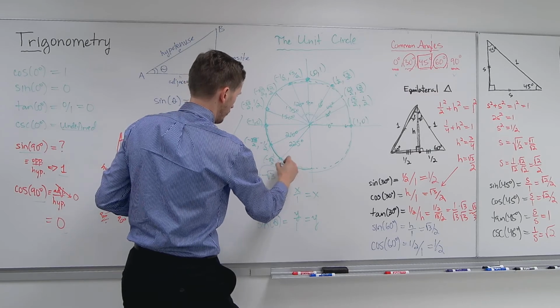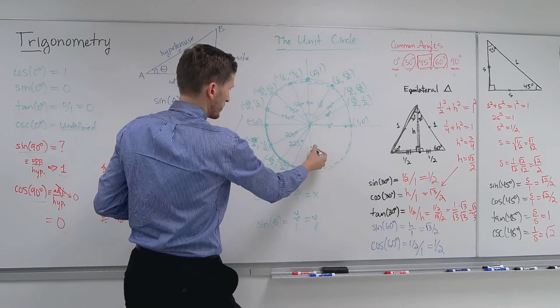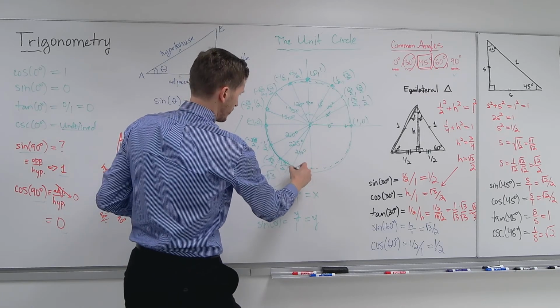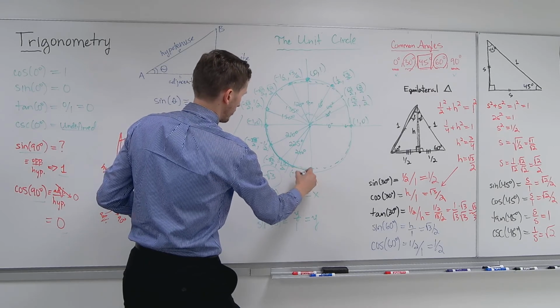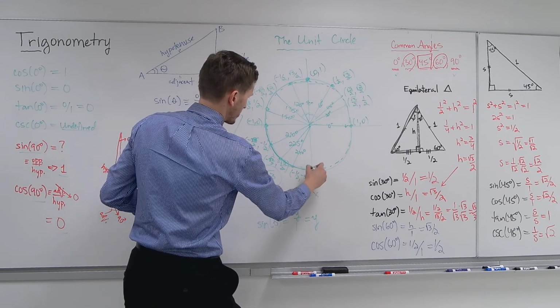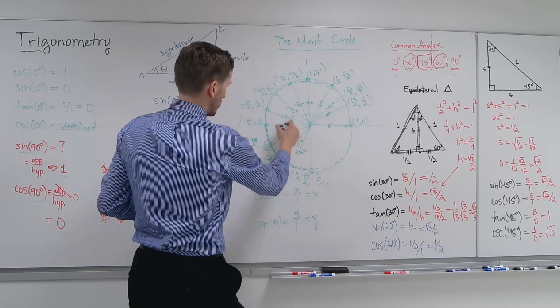And then negative root 2 over 2. Let's do this one. What's 30 short of 270? 240, right? And so you get a negative 1/2, comma negative root 3 over 2. We have this one, which is, we can definitely see that point is 0, comma negative 1. And that's 180 degrees.